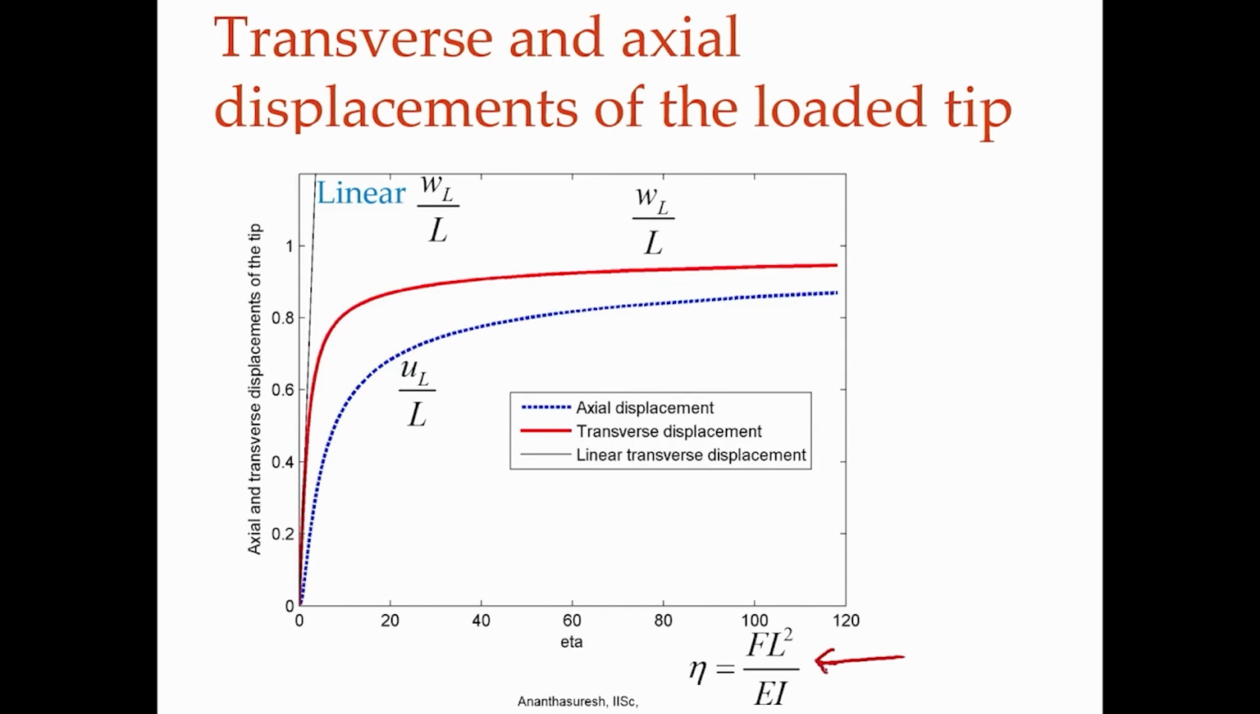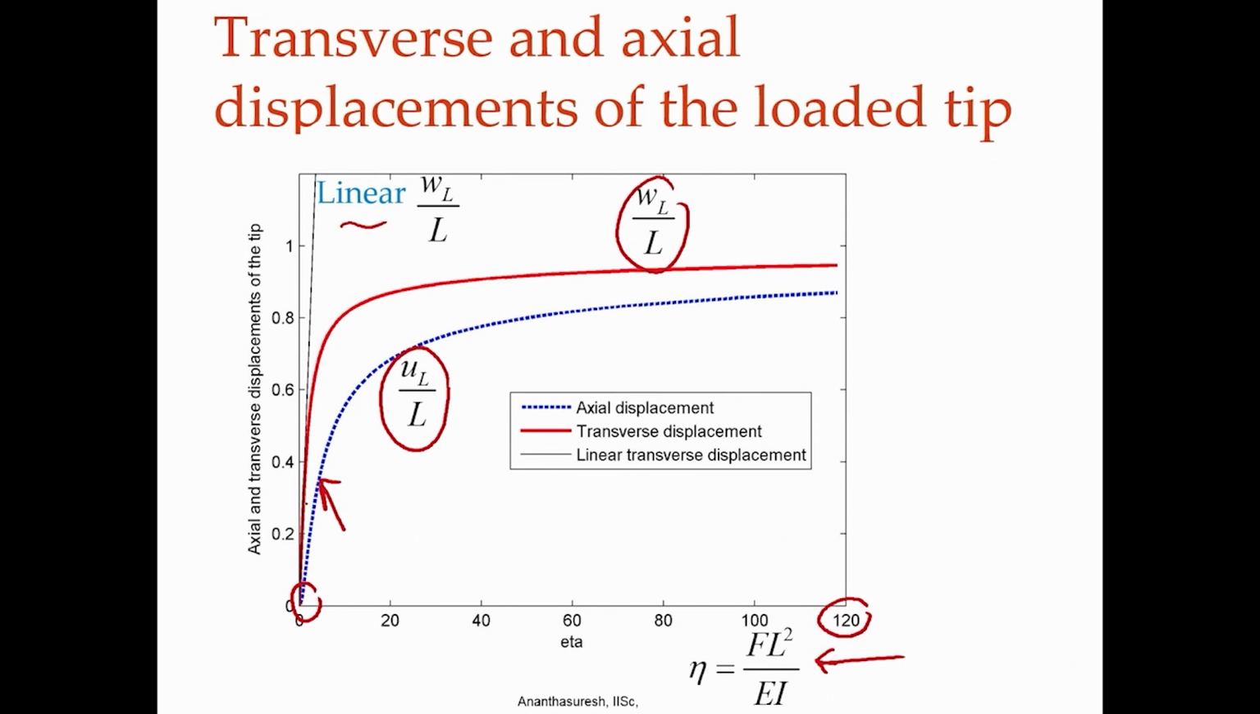So, we have this non-dimensional quantity eta here, and on the y axis we are showing W L by L, also U L by L, the transverse and axial displacement of the free end or loaded tip, and we are also showing the linear one here, that is a line, that will be like a force displacement, rather we have interchanged the axis, displacement here and force on the x axis, we have a straight line, that is a linear one, and this eta has gone as far as 120, and we can see how W L by L, U L by L vary, and you may wonder whether the slope of this curve, the dotted blue line, how come it has a finite slope?